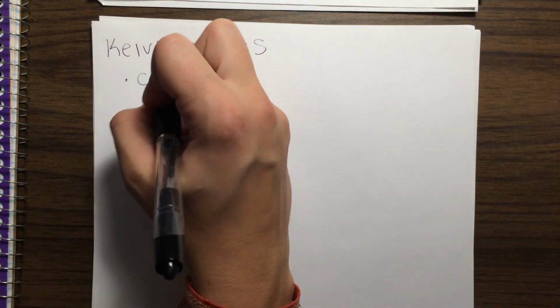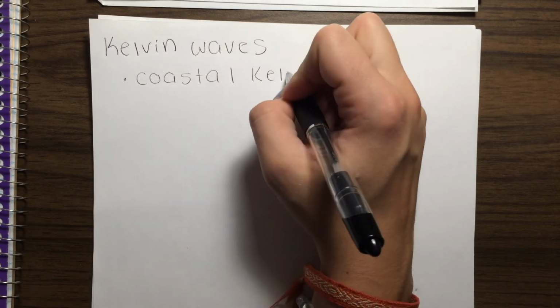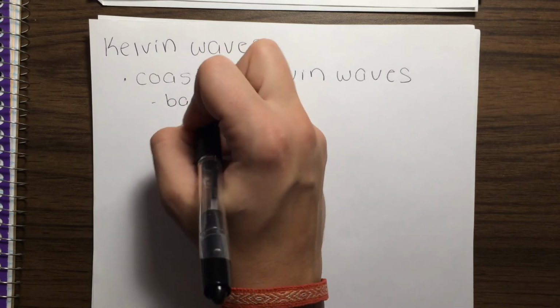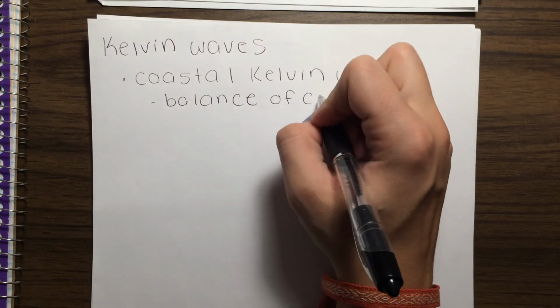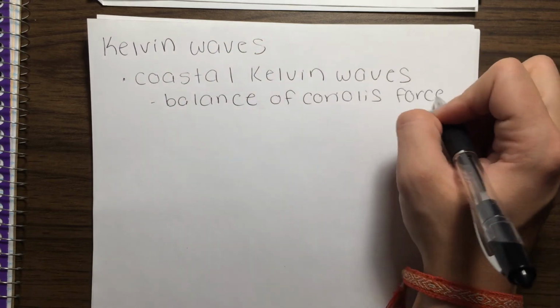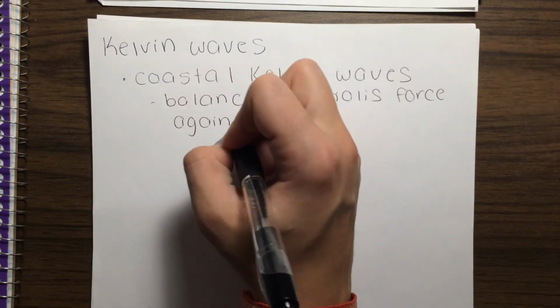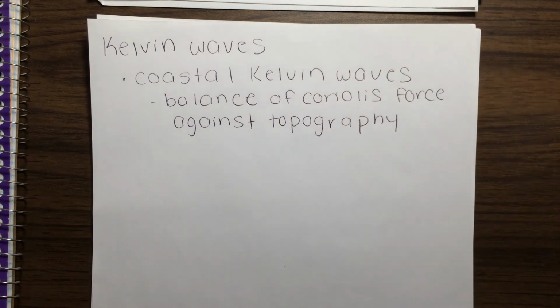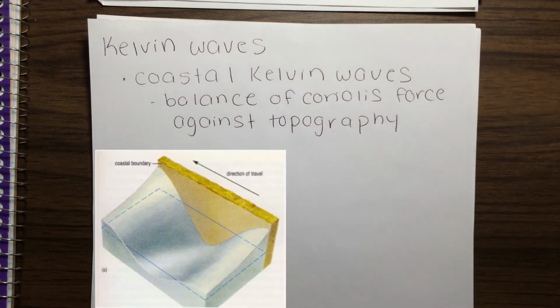We are now going to switch over and continue our discussion of rotational waves and talk about Kelvin waves. There are two types of Kelvin waves. The first is a coastal Kelvin wave. A coastal Kelvin wave is a balance of the Coriolis force against topography, or really the coastline. In the northern hemisphere, think of a wave moving northward along the coast, with the coastline on the right-hand side. This wave is deflected to the right due to the rotation of the Earth.